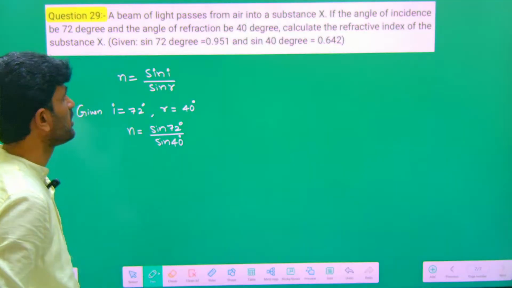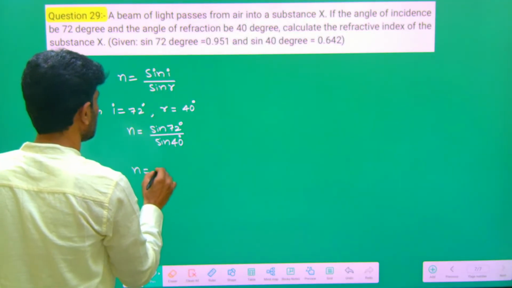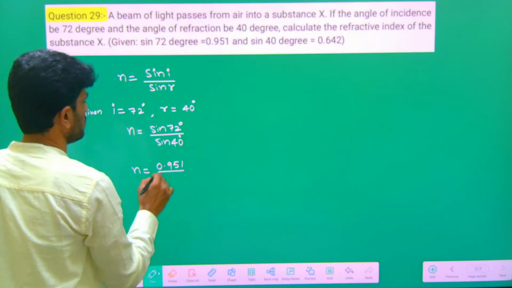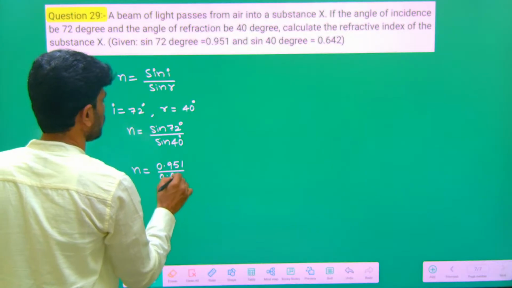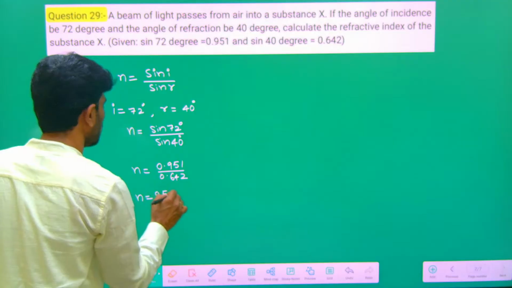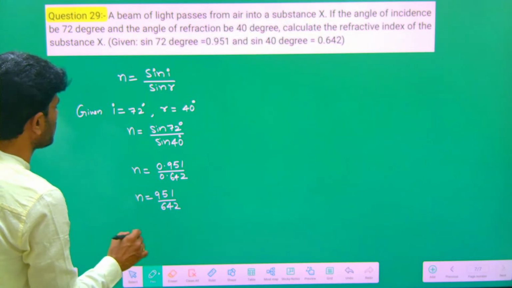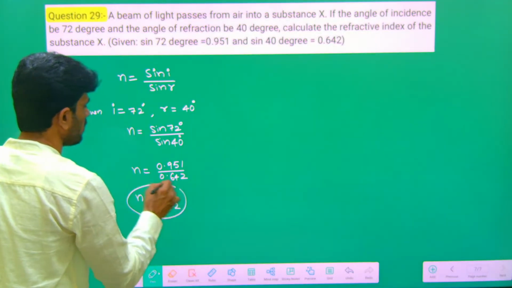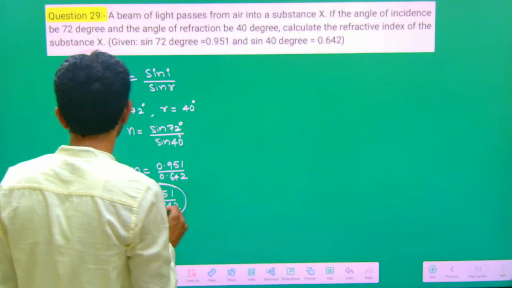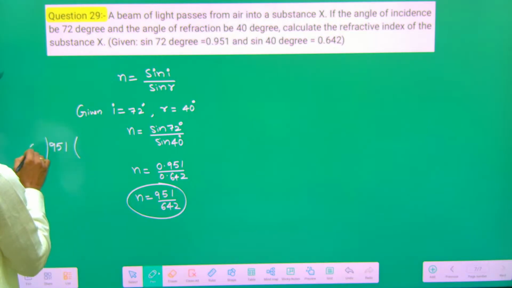But in the question it will be given like this. So now n is equal to sin 72 degrees, which is 0.951, by 0.642, which is mentioned in the question, which is nothing but 951 by 642. We can leave it like this or you can convert this into decimal format. So then we will get the refractive index. For example, if you convert this into decimal format, we divide 951 by 642.